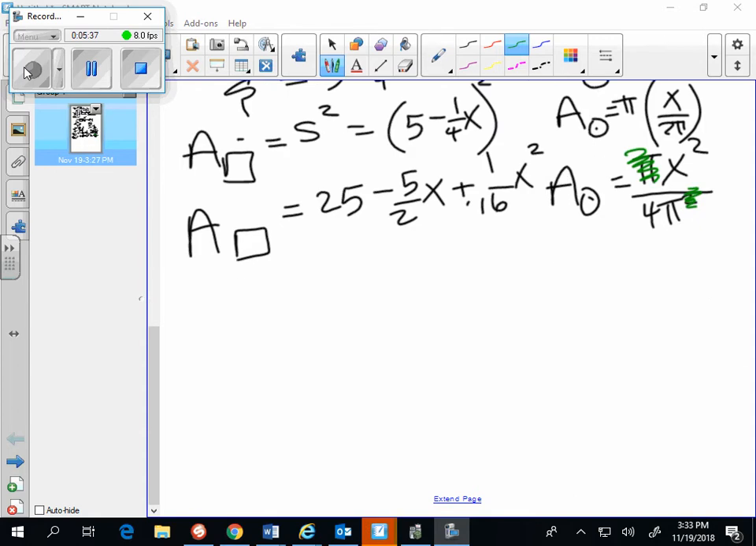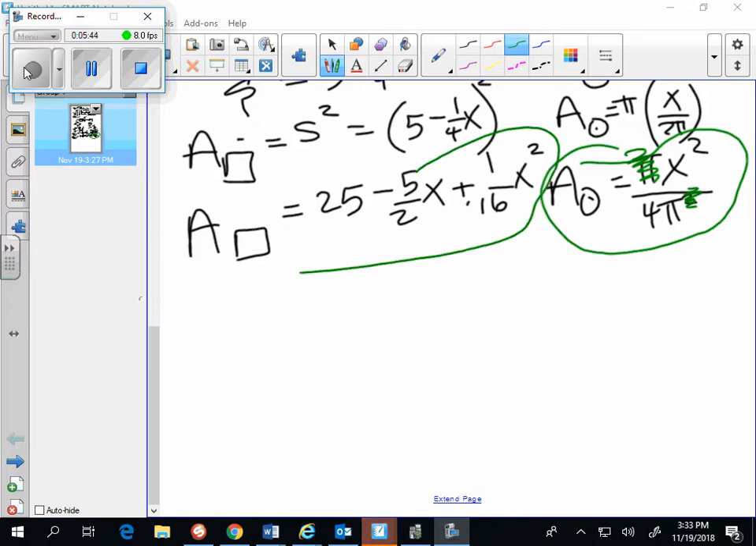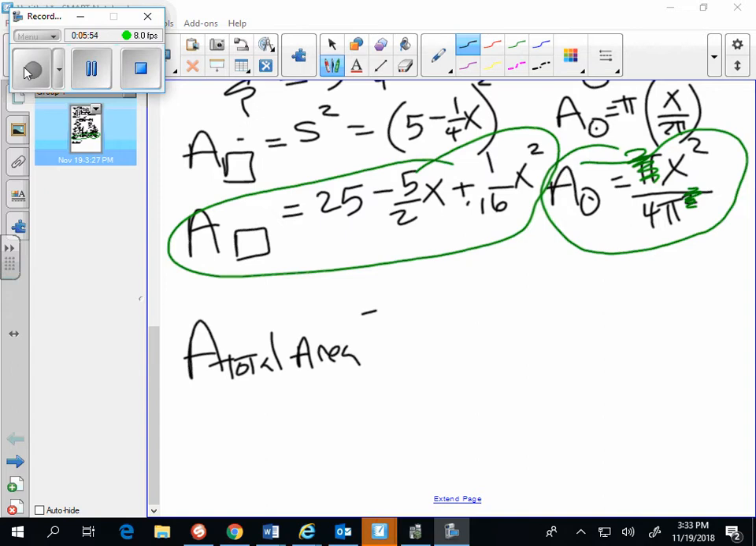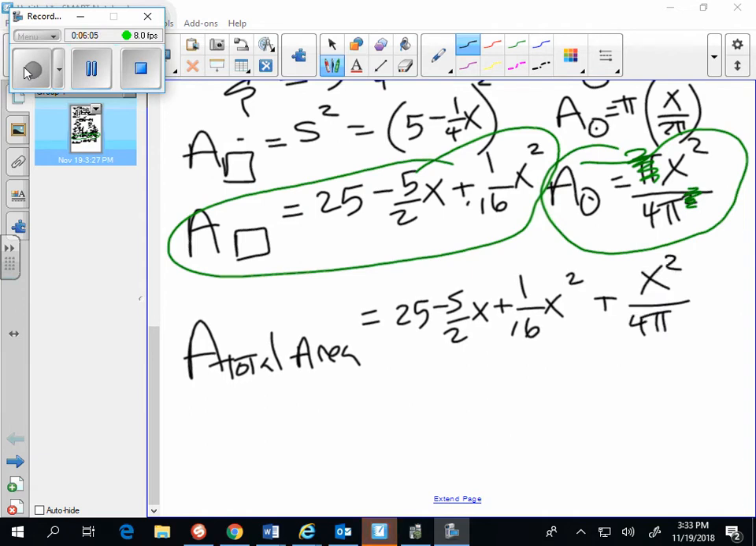And so then the area of the circle is x squared over 4 pi, and the area of the square is 25 minus 5 halves x plus 1/16 x squared. So if I'm looking for total area, I've got 25 minus 5 halves x plus 1/16 x squared plus x squared over 4 pi. Woof. Okay. So what do we do?